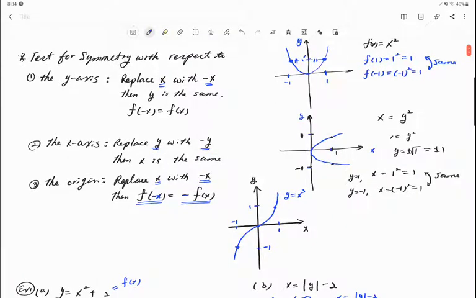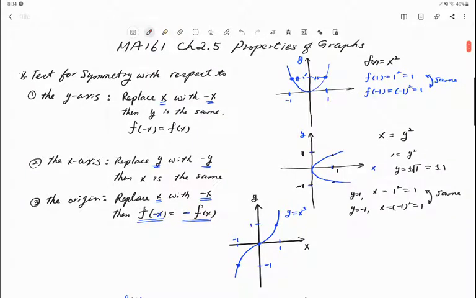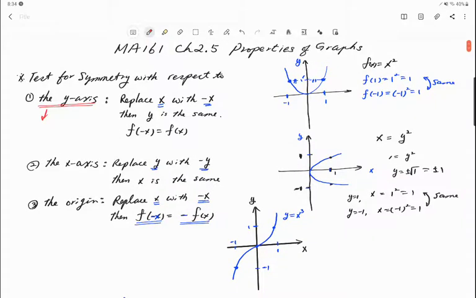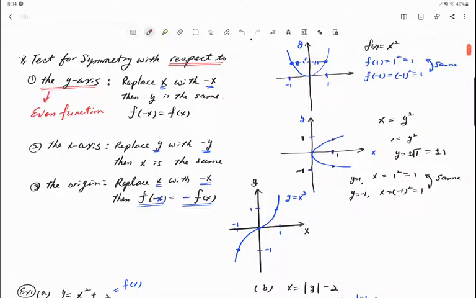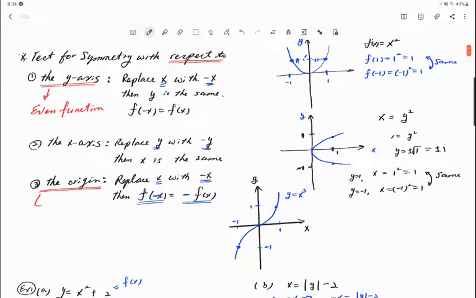So in that case, here's a very important concept. If a graph is symmetric with respect to the y-axis, the first one, and this is a function, then we call this function an even function. If it's symmetric with respect to the y-axis, then we call it an even function. And if the graph of a function is symmetric with respect to the origin, then we call it an odd function.